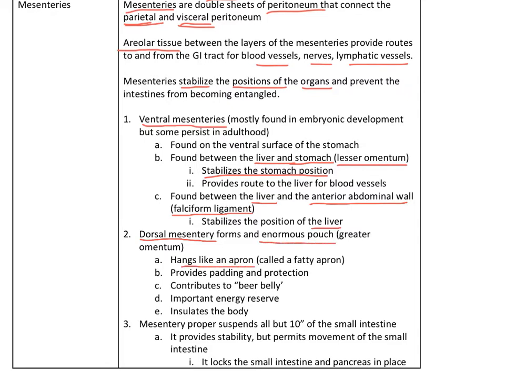The dorsal mesentery we have in adulthood, and the dorsal mesentery forms an enormous pouch. It hangs like an apron. We call it a fatty apron sometimes. If people gain weight, a lot of times they gain weight in the adipose cells that are in the areolar tissue, and that contributes to this beer belly look. The dorsal mesentery helps to provide padding and protection, and because there's so many triglycerides in those adipose cells, it helps to be an energy reserve, and it also helps to insulate the body.